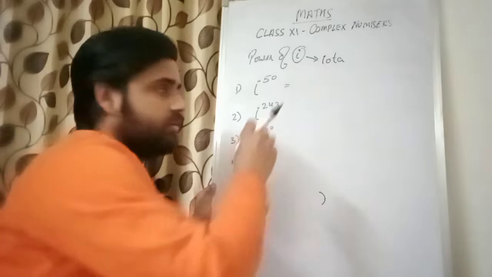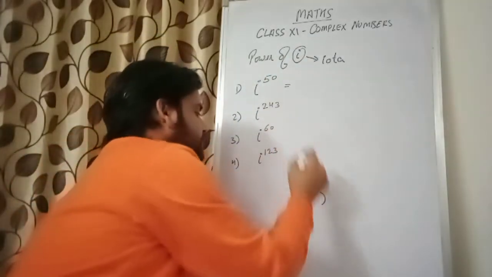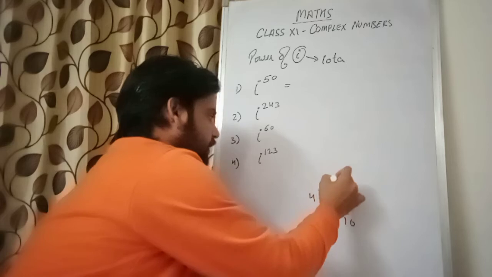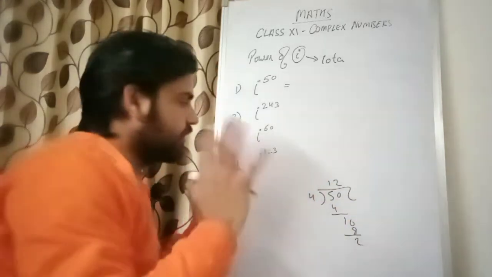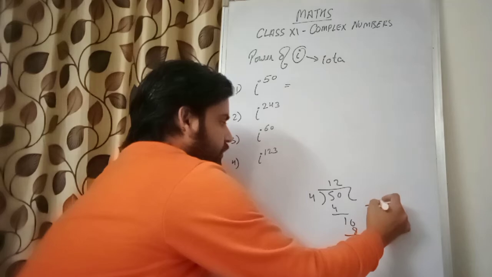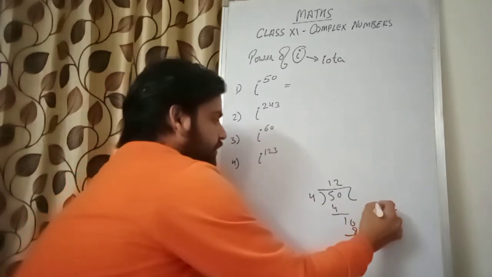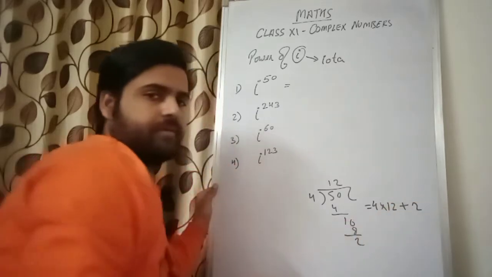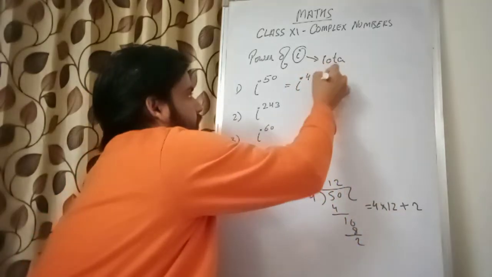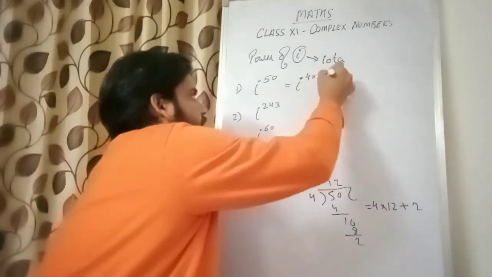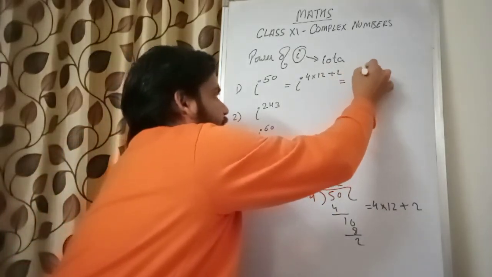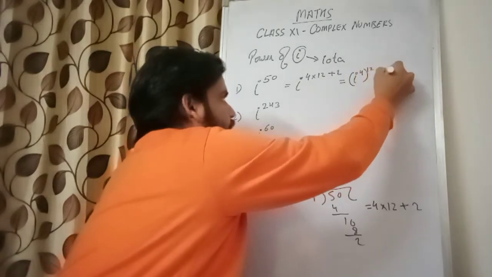If you don't know the mental way, or you cannot do it directly, you can just divide this power by 4. So it will be how much? This much is clear now. So this 50 can be represented as, 50 is what actually? Quotient into divisor plus remainder. So I to the power 50 can be written as I to the power 4 into 12. 4 into 12 will be 48 plus 2. Fine. Now I can write this as I to the power 4 to the power 12 into I square.